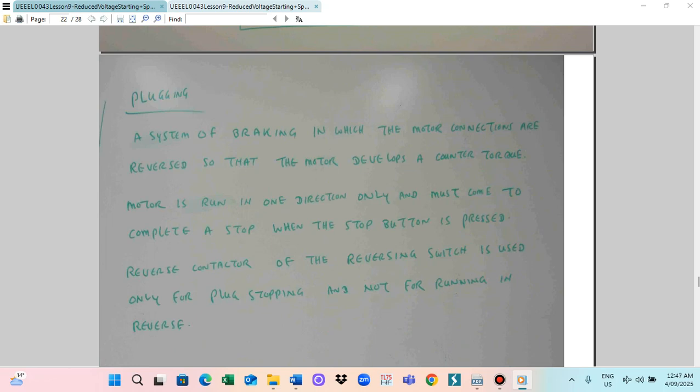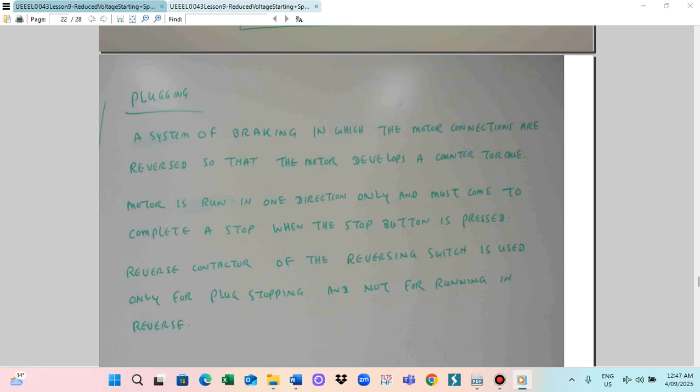So plugging is braking in which the motor connections are reversed so that the motor develops a counter torque. The motor runs in one direction only and must come to a complete stop when the stop button is pressed. The reverse contacts of the reversing switch are used only for plug stopping and not for running in reverse. So this reverse direction is just for stopping. They are not designed to run the motor for a reversing period.